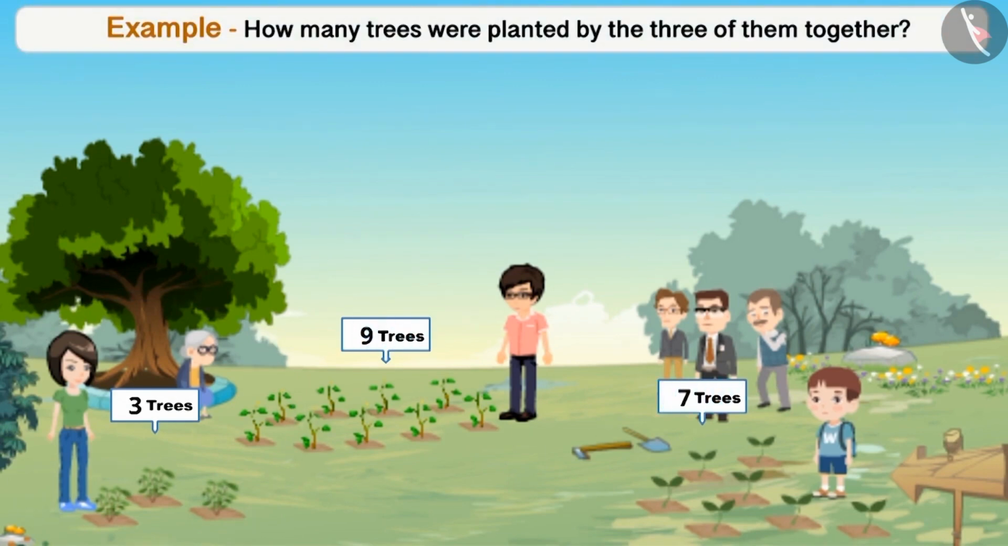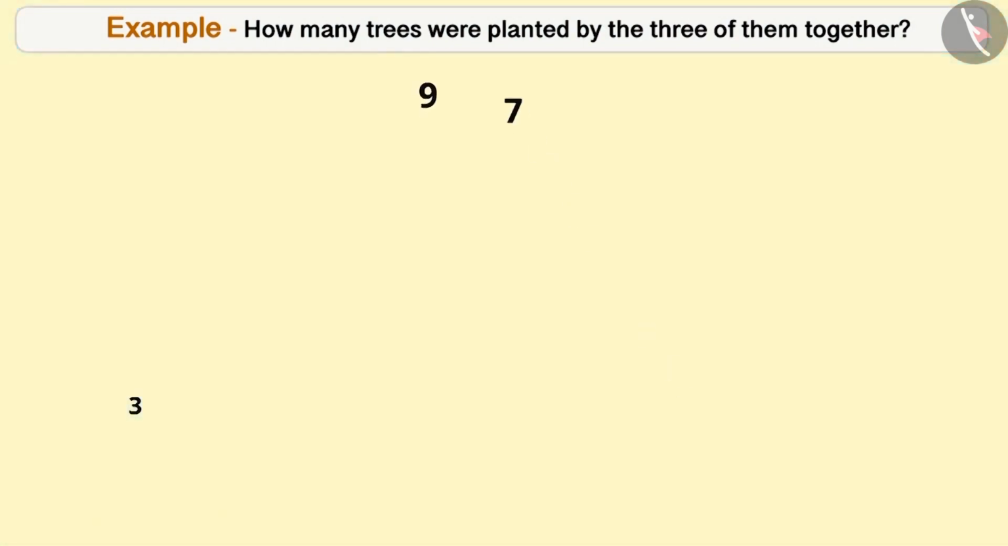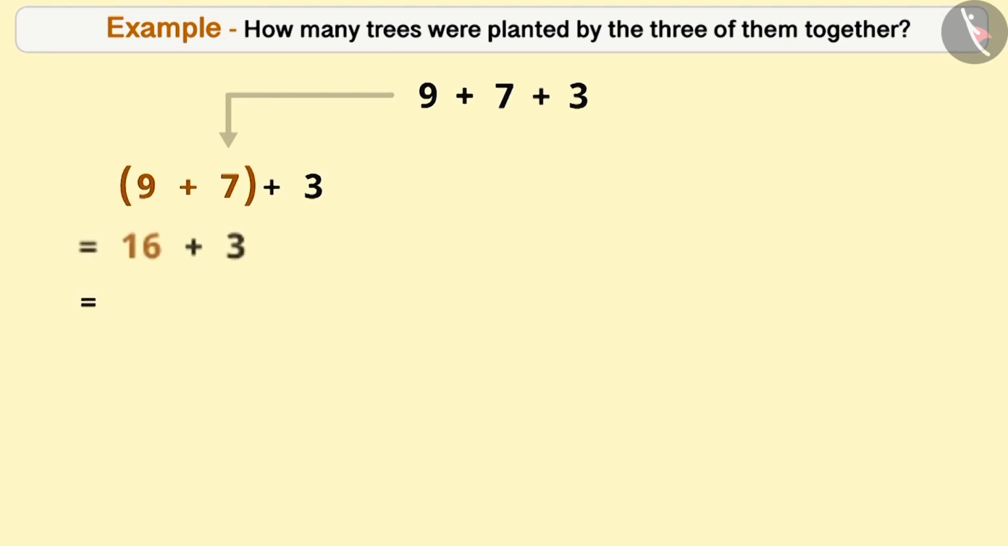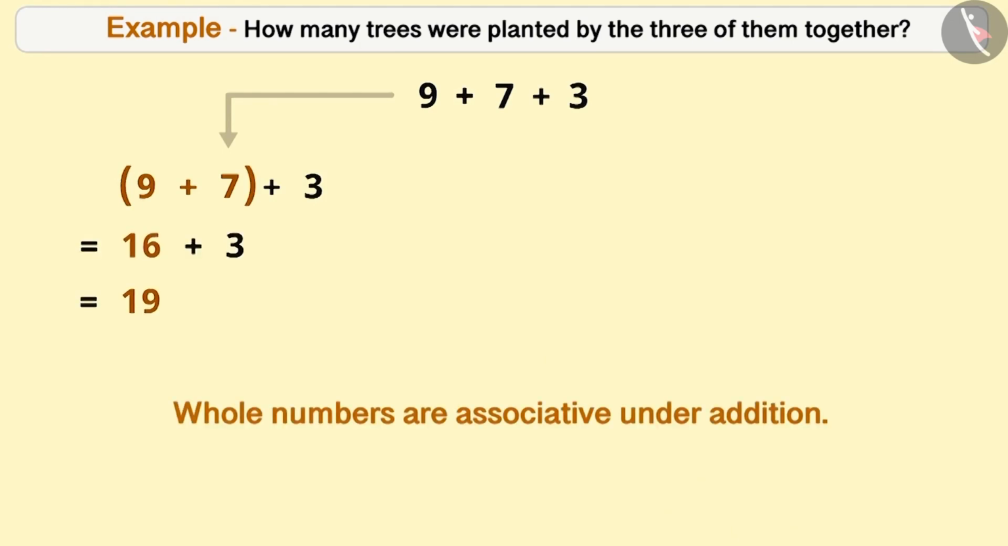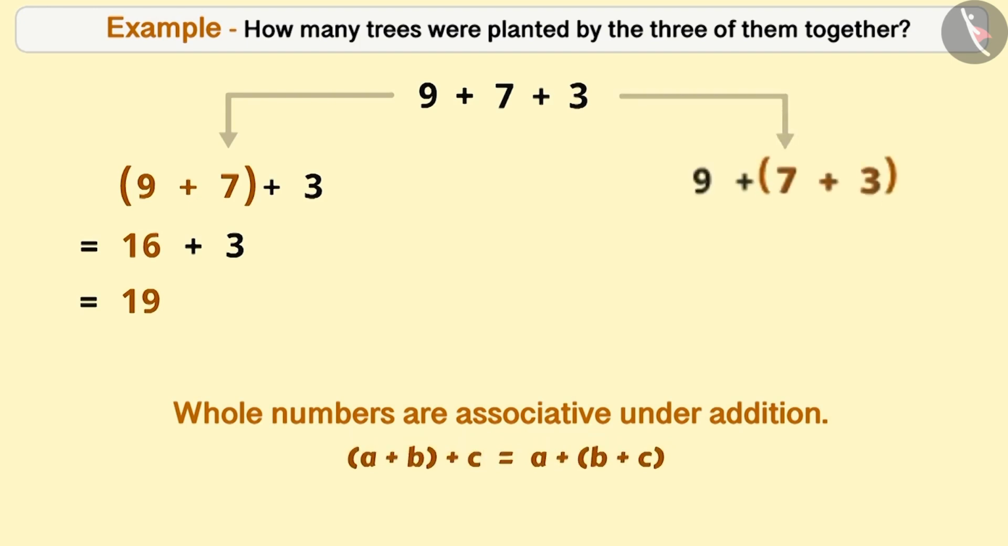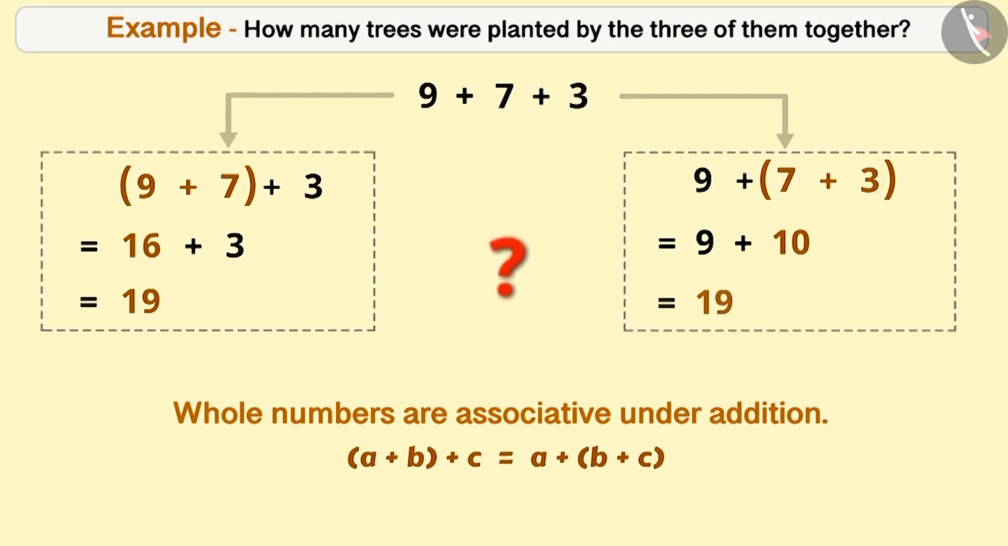To find the total number of trees planted by Akash, Ajay, and Babita, we need to add 9, 7, and 3. This can be solved by making a group of 9 and 7, the result being 19. Since whole numbers are associative under addition, we can also solve this by making a group of 7 and 3. The result of this will also be 9 plus open brackets 7 plus 3 close brackets, which is equal to 19. Can you tell which of the given methods is easier? Think for a while.